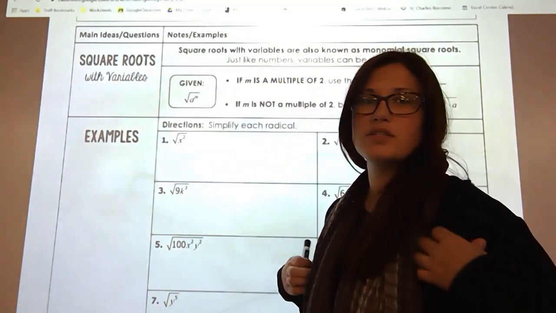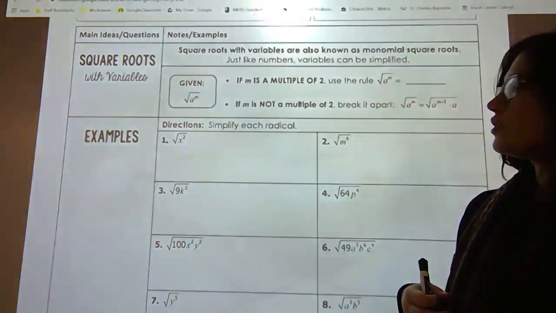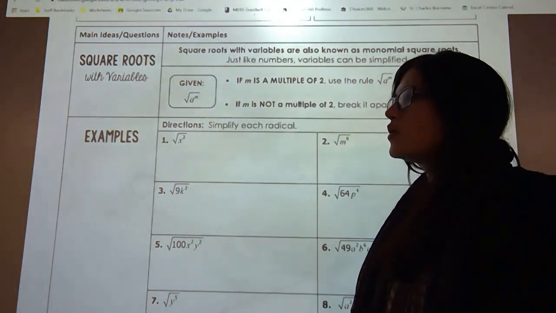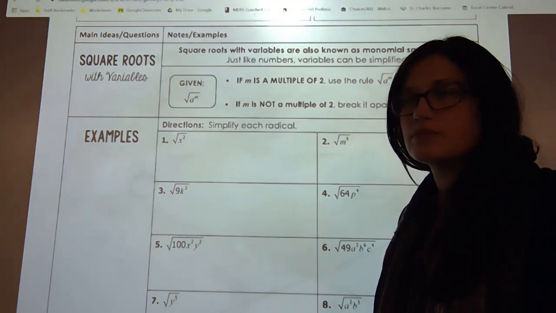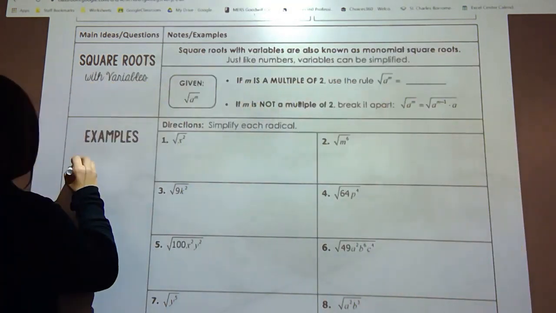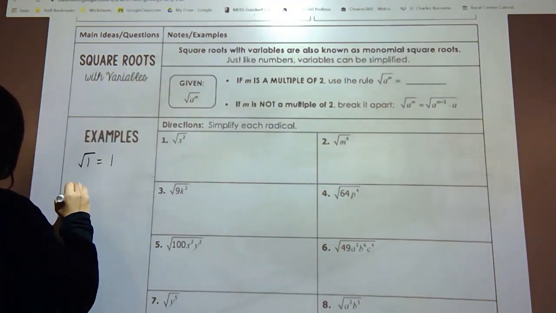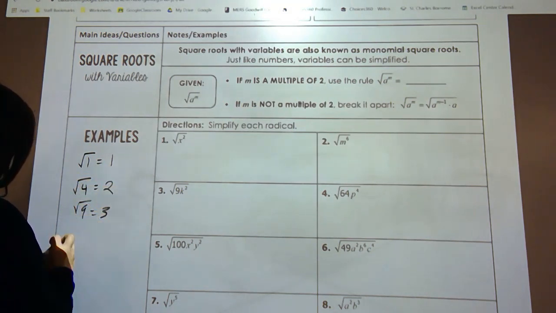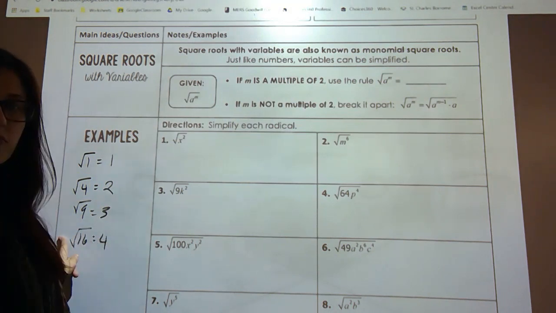Okay, let's go ahead and start looking at simplifying some radicals when we've got variables involved. So we have our perfect square list, right? The square root of 1 is 1. The square root of 4 is 2. The square root of 9 is 3. The square root of 16. So we have our numerical perfect square list.